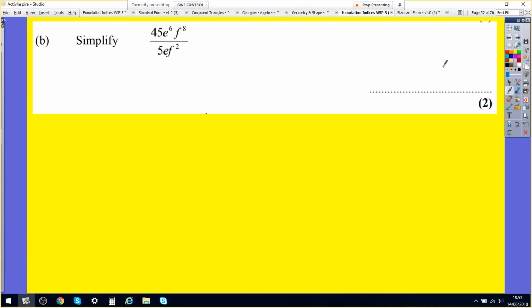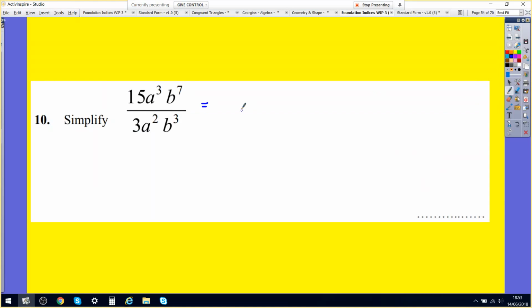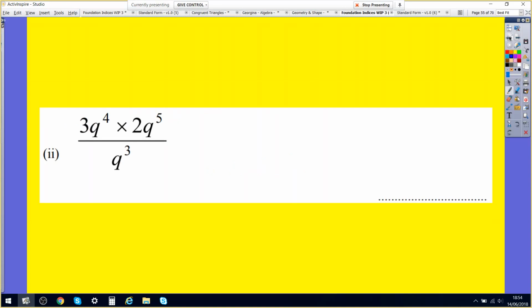How about this one? 15. So would that be 5 a to the 1 b to the 4? Yeah, and I'll just leave it without the 1, but you get full marks if you put the 1. Maybe I'll just write that. 5 a to the 1 b to the 4 is also correct. That one I think. Okay, I'll do this.